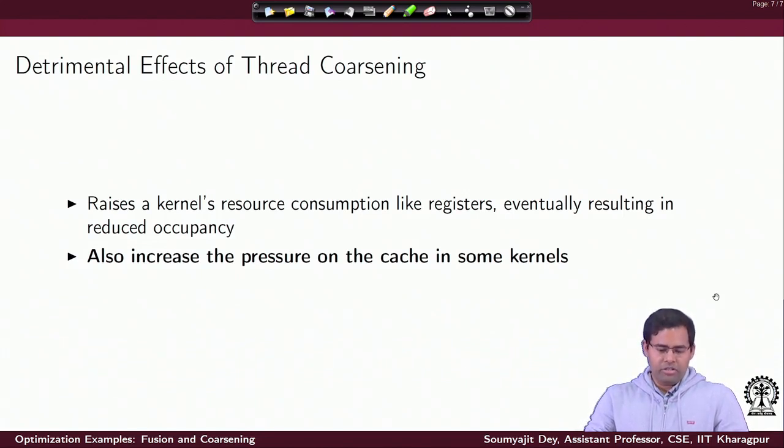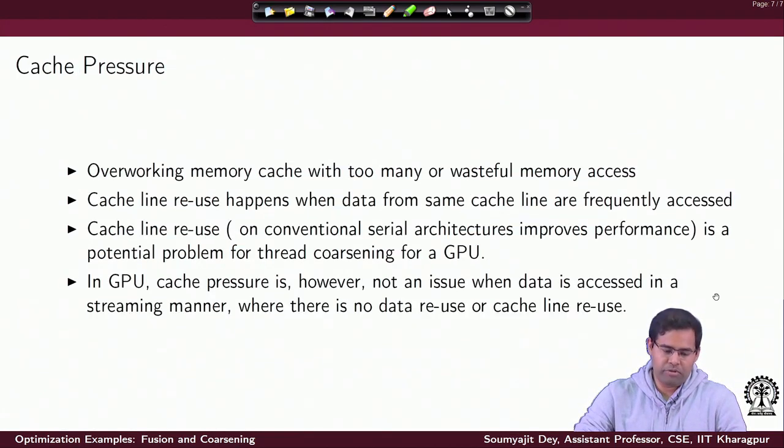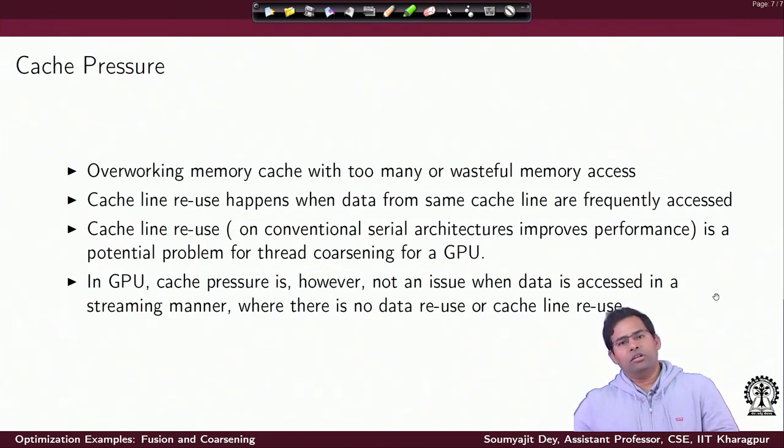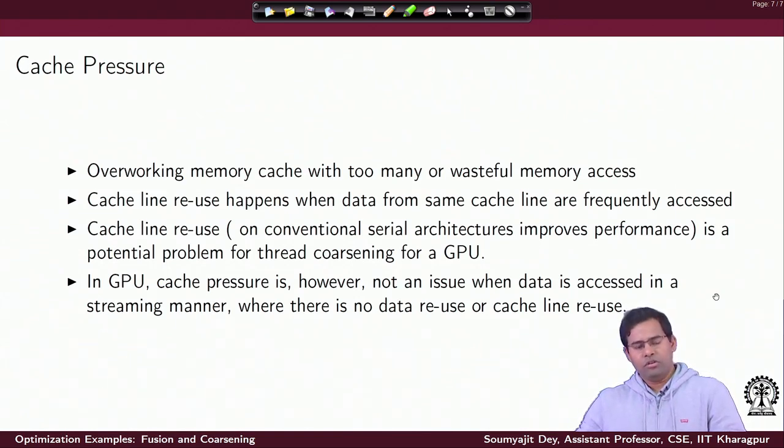The other important thing is this also creates an increase in the pressure on the cache. So this is an important parameter which is cache pressure, right. So a few words on cache pressure. If you are overworking the memory cache with too many or wasteful memory accesses, then it's a bad thing, and that effect on the cache is modeled by this term cache pressure, right? Now it may happen that you are reusing a cache line time and again by a single thread, which is not a good idea for a GPU. And that can create issues.